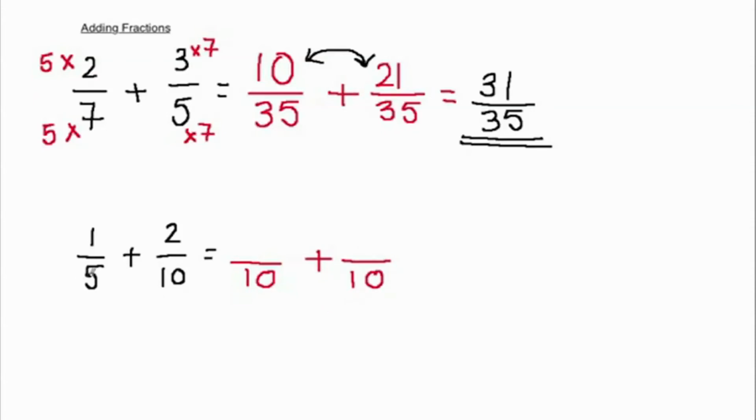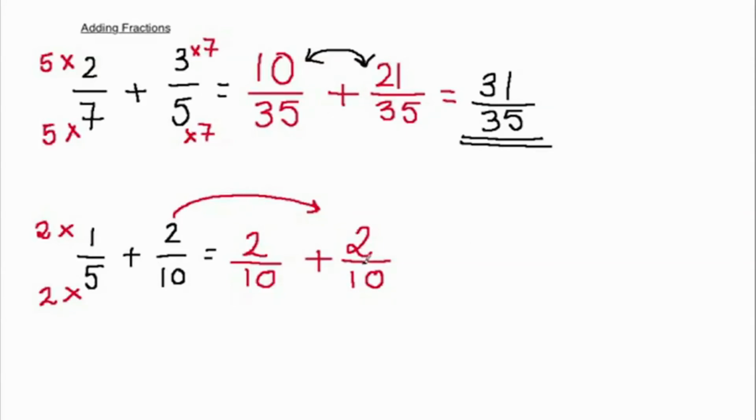Now, to change 1/5 into its equivalent fraction over 10, you must multiply the denominator by 2, and once again, the numerator must also be multiplied by 2. So 1/5 is the same as 2/10. Now 2/10 is already in tenths, so you don't need to change this. You can just transfer this exact fraction over there. So it's another 2 over 10.